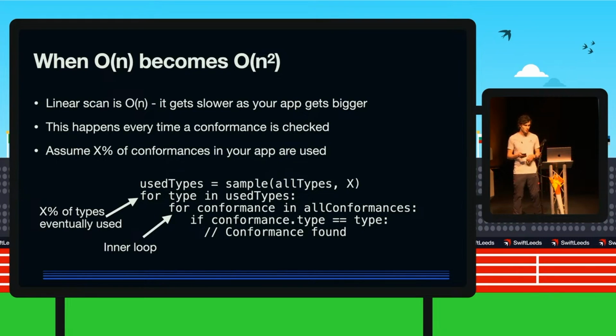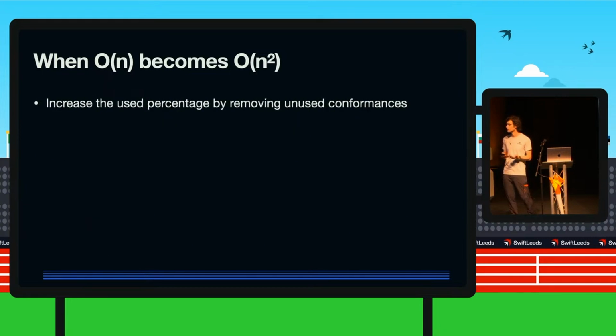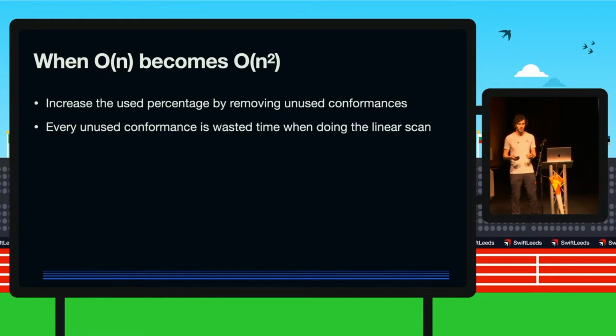So we don't want that. That's going to make something very slow. And one thing that we can actually do is increase the unused percentage by removing the things that aren't used. Ideally, you wouldn't have 40% of your protocol conformances actually checked. You'd have 100% of them. And so you could make the inner loop smaller by removing all the unused ones.